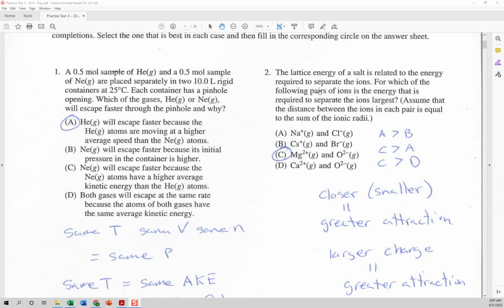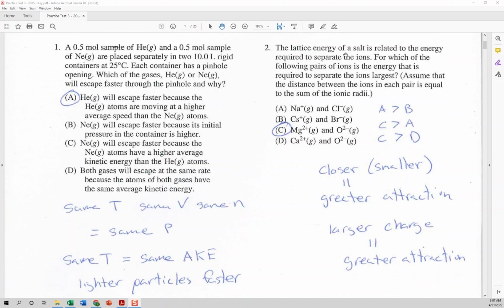All right. So question 2, the lattice energy of a salt. Remember, lattice energy is just the strength of the structure. So lattice energy and melting point of a salt are basically the same kind of thing. So this is just an ion-ion question. Which ions will have the strongest interaction, right? Take the most energy required. It says, for which of the following pairs of ions is the energy that is required to separate the ions the largest? So which ions have the strongest interaction between them?